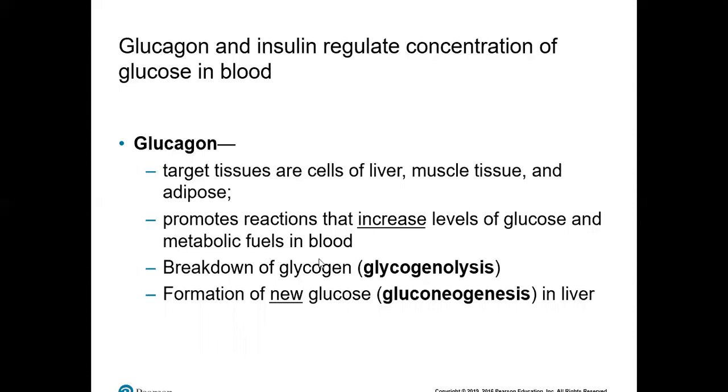Here's a couple of vocabulary words for you. Maybe we've seen both of these already, but when you break down glycogen, that's called glycogenolysis. If you remember, glycogen is how the body stores glucose for long-term use. It stores glucose in the form of glycogen. That's what the liver helps to do, and it stores it in the liver cells and some of the muscle cells. So glycogenolysis is what glucagon can do to break down glycogen to help raise up the levels of glucose in the blood. You can also form new glucose, essentially, and that's the production of glucose in the liver. And we've talked about this word, gluconeogenesis.